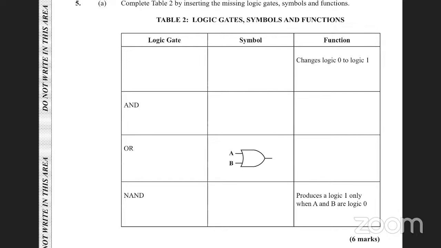All right, let's run through this fast. Changes 0 to 1. What gate is that? I'll tell you. The first one is the NOT gate. Next one is what? I'll tell you. Next one is the AND gate.